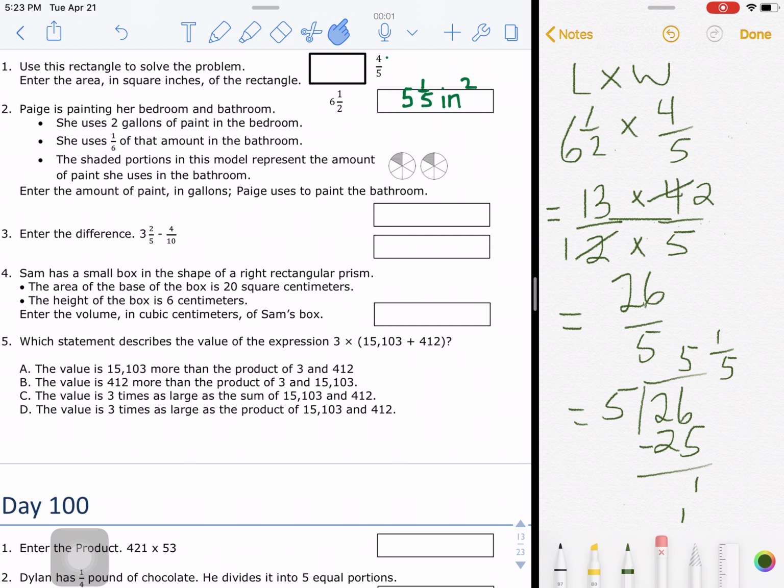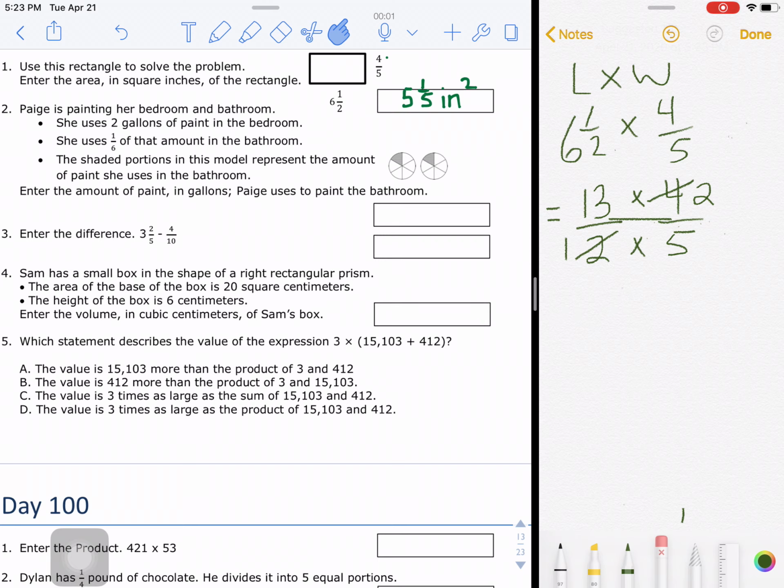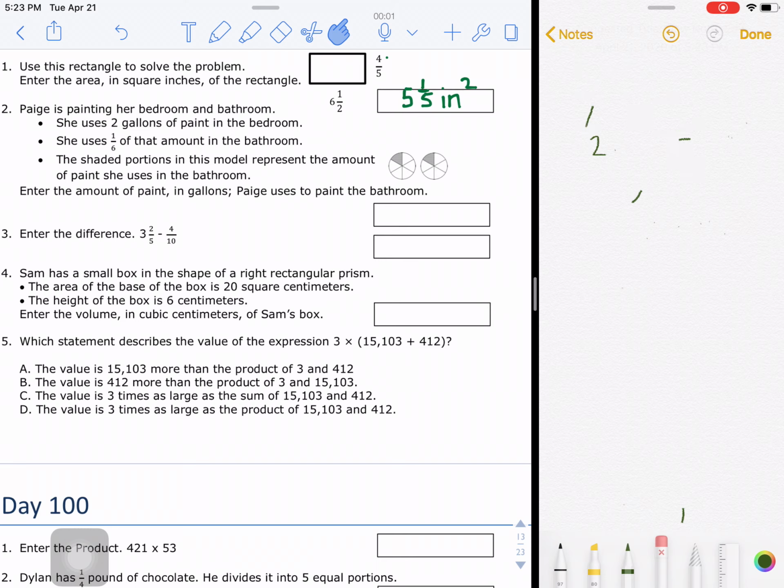Paige is painting her bedroom and her bathroom. She uses 2 gallons of paint in the bedroom. She uses 1/6 of that amount in the bathroom. The shaded portions in this model represent the amount of paint she uses in the bathroom. Enter the amount of paint in gallons Paige uses to paint the bathroom.